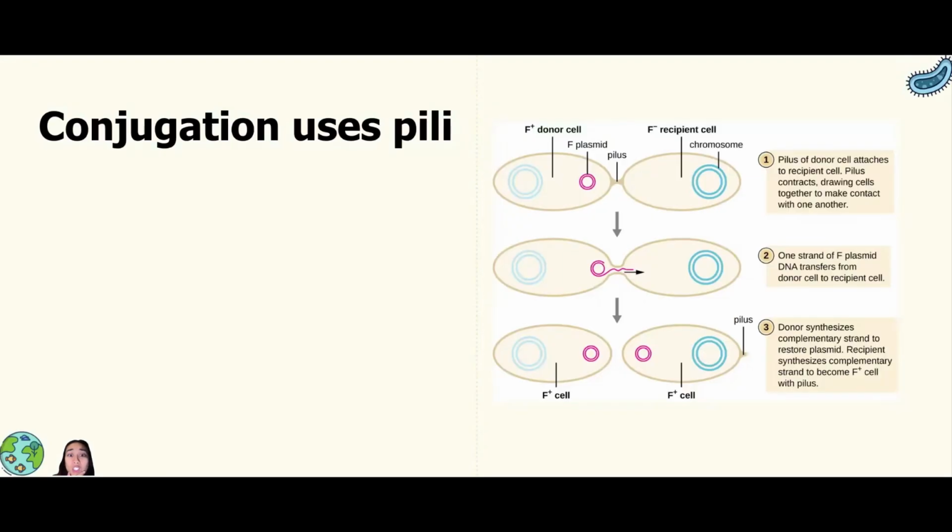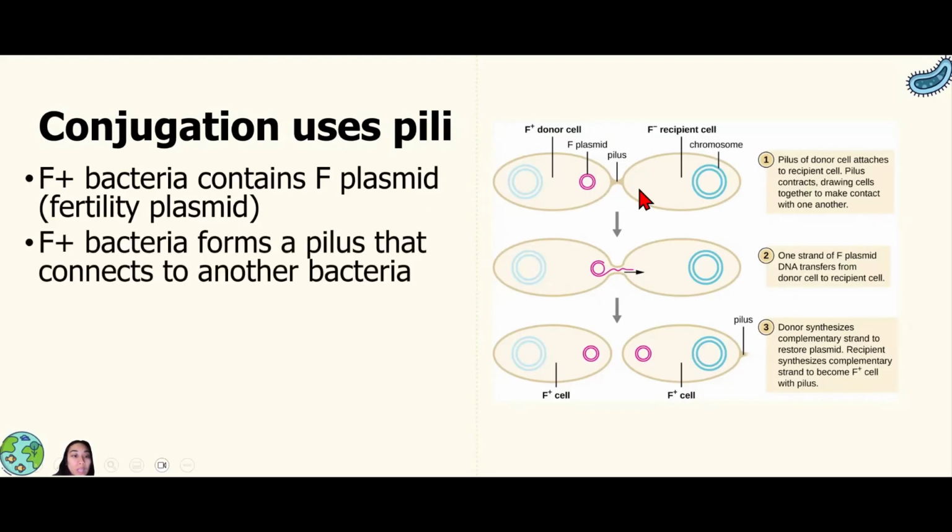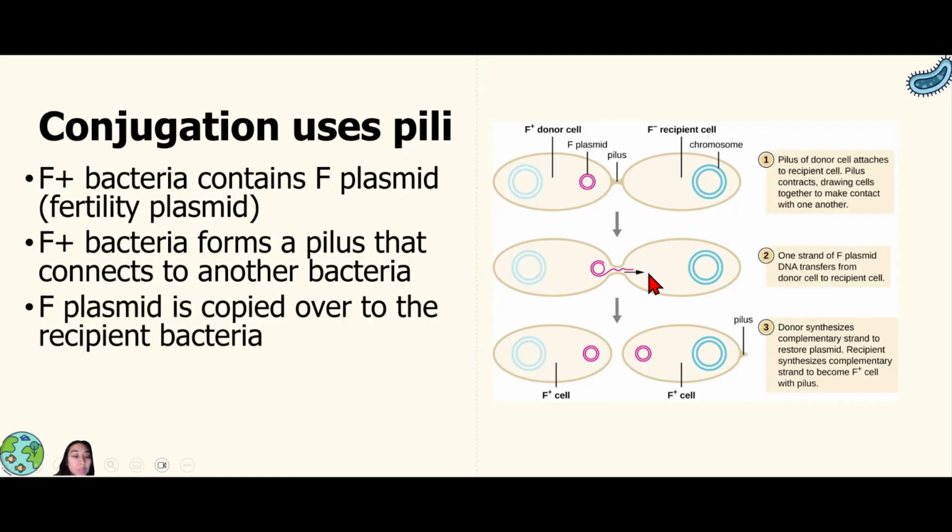And then finally, conjugation is how bacteria can use a pilus to share plasmids with each other. So remember that a plasmid is a small circular piece of DNA. Bacteria that have this plasmid called the F plasmid or fertility plasmid are considered F positive. And what they'll do is form a pilus with another bacteria that doesn't have the F plasmid. And essentially, they'll just copy their F plasmid over to the other bacteria.